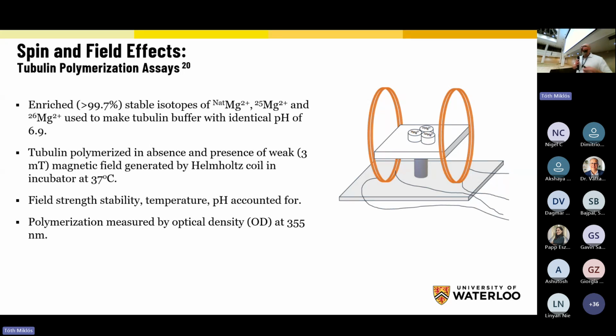So what we did is we ordered very, very highly enriched magnesium isotopes. We had natural magnesium, which is primarily magnesium-24, highly enriched magnesium-25, and highly enriched magnesium-26. And then we polymerized tubulins inside a Helmholtz coil to generate a uniform magnetic field.